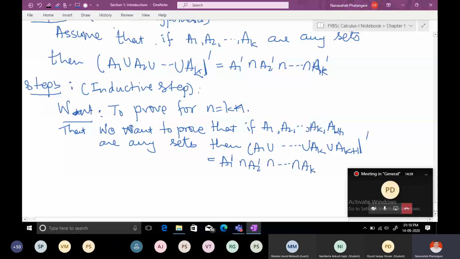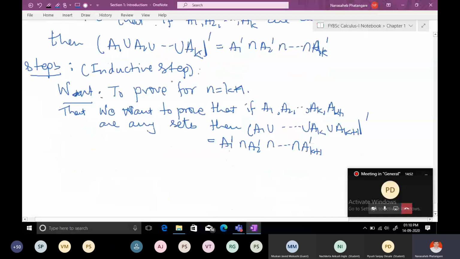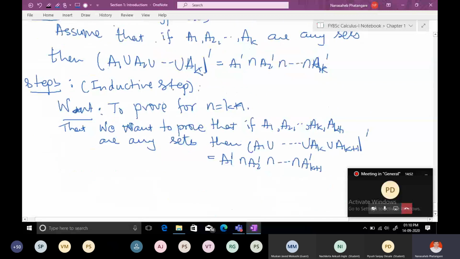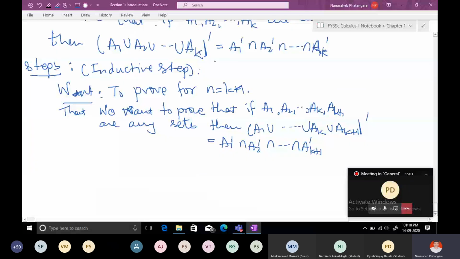It is not necessary that the k sets which we assume in the induction hypothesis in the second step are the same a1, a2, ak, right? Not necessary. The induction hypothesis says that the statement holds for k sets, it doesn't matter what your sets are. Similarly, now we are choosing k plus 1 sets, not necessarily the same sets. We are choosing some k plus 1 sets, and these sets might be different sets, right? So this we want.